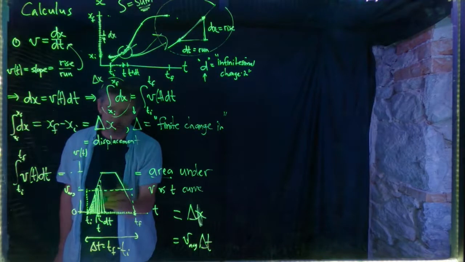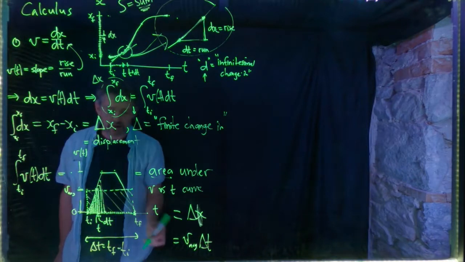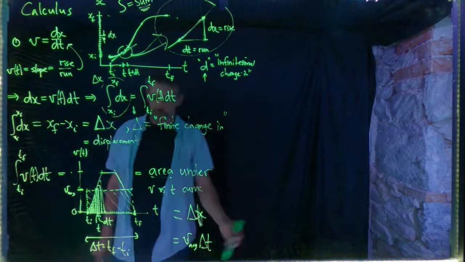And so you say, what value of v average would be such that the area of this rectangle equals the area of this funny shaped curve? And clearly it's going to be halfway in between here. And so you're looking at the area of that hatched region.